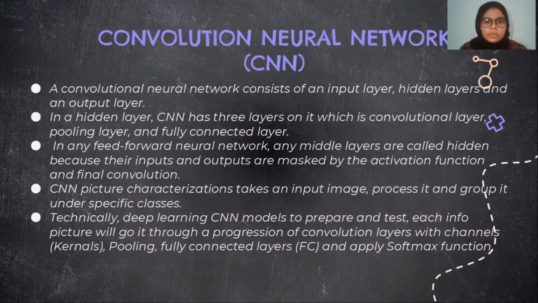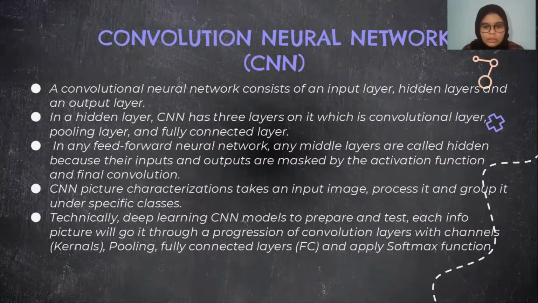So for the methodology, I will present about the convolutional neural network. So CNN consists of input layer, hidden layer and output layer. In the hidden layer, it has 3 layers, which are convolutional layer, pooling layer and fully connected layer. In any feed-forward neural network, middle layers are called hidden because the inputs and outputs are masked by the activation function and final convolution. CNN features categorization: it tags an input image, processes it and groups it under specific classes.